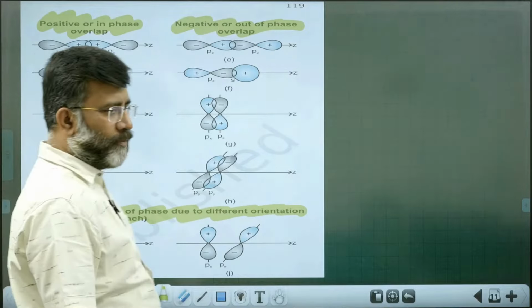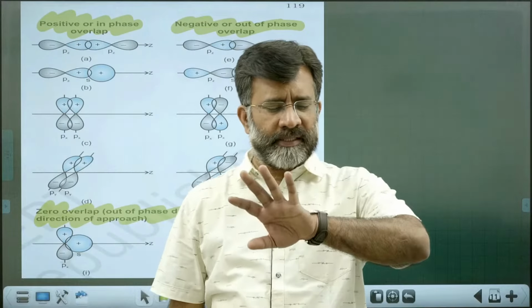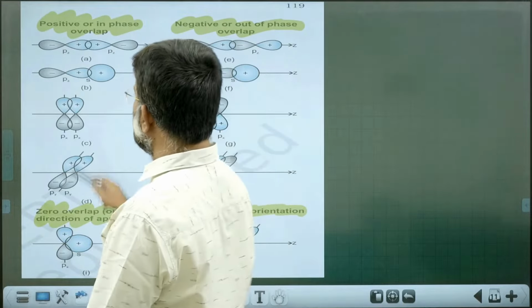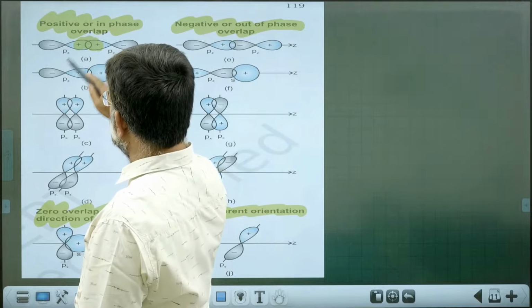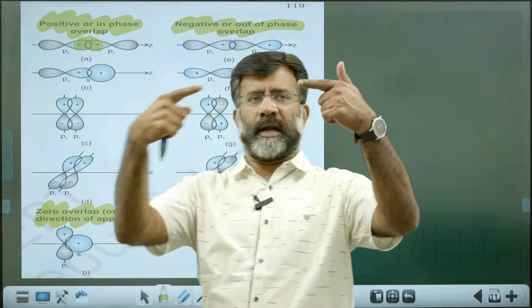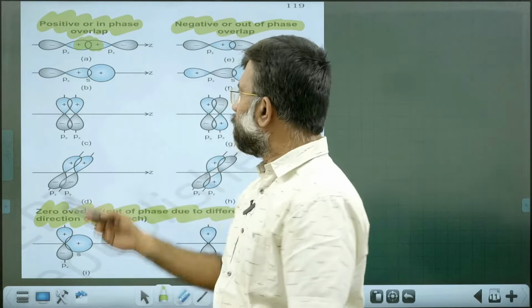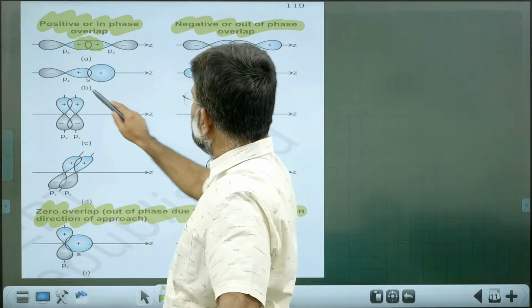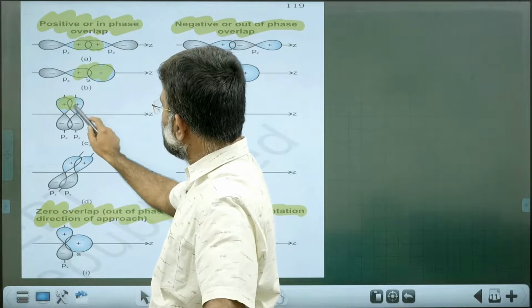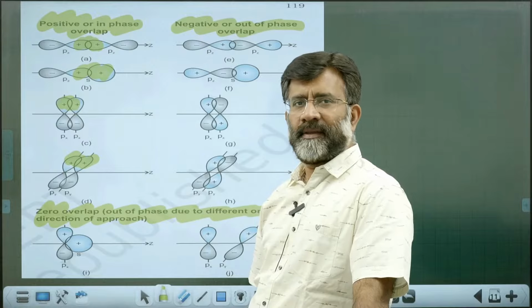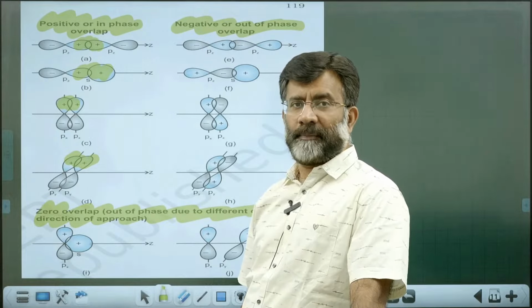What is meant by positive overlap? Very simple. Symmetric overlap is called a positive overlap. Plus lobe overlaps with the plus lobe. Two orbitals overlap in such a way that symmetric lobes are overlapping, plus with the plus. That is called a positive overlap.